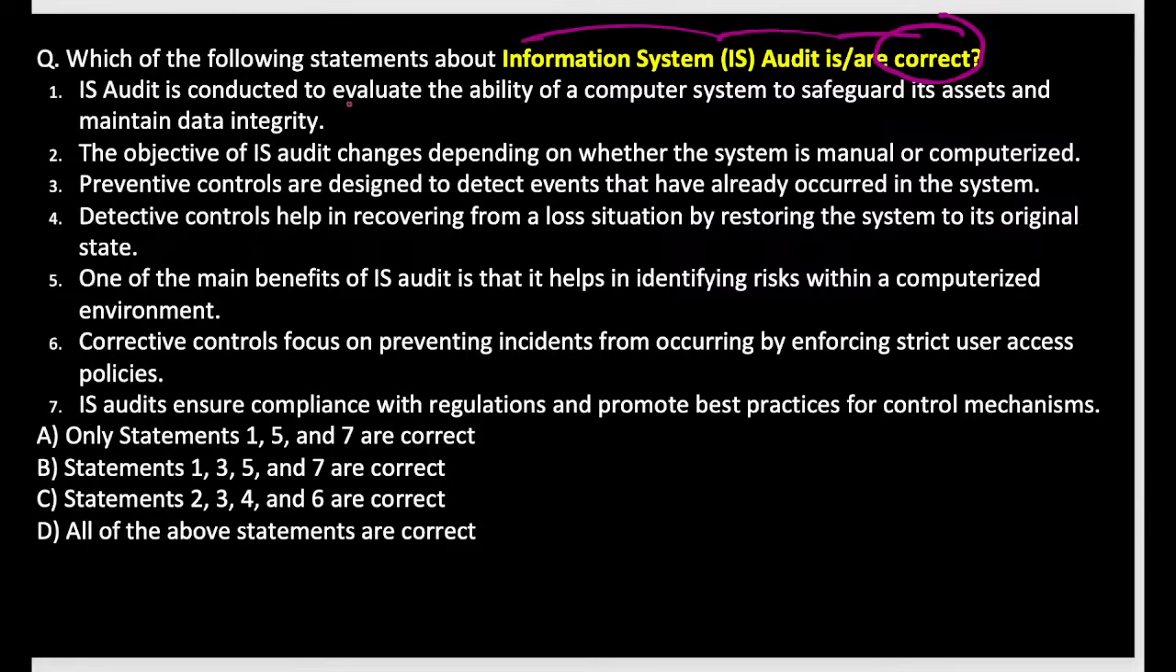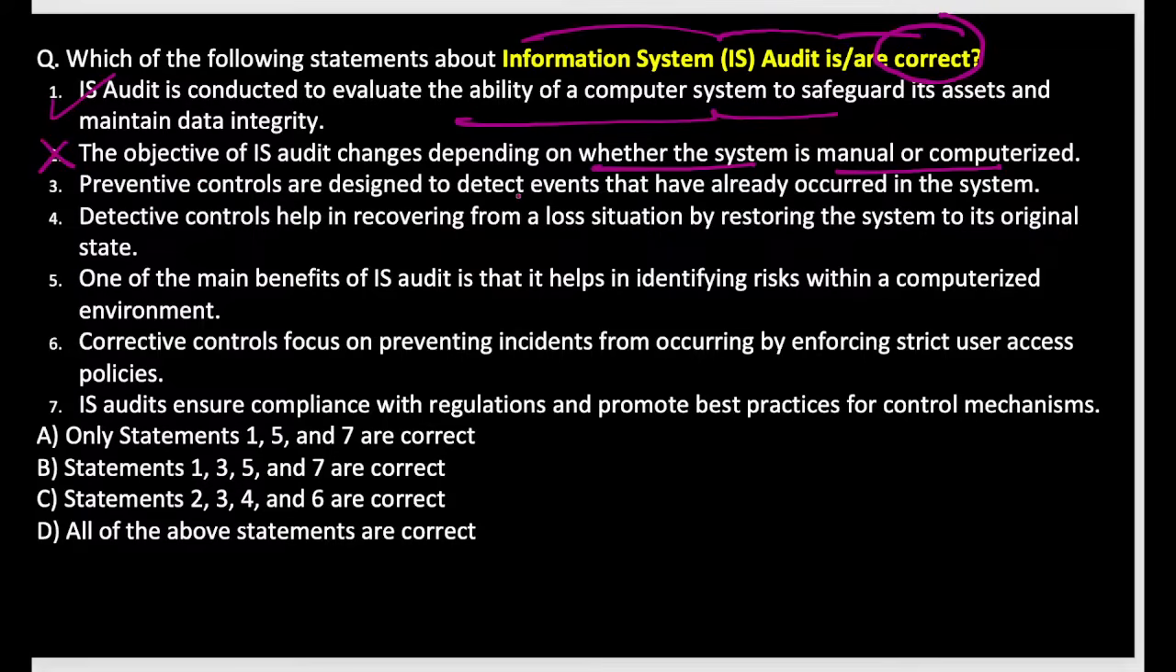Information system audit is conducted to evaluate the availability of computer system, to safeguard its assets and maintain data integrity. The objective of IS audit changes depending on whether the system is manual or computerized. It is for the computerized one only. So this is wrong.